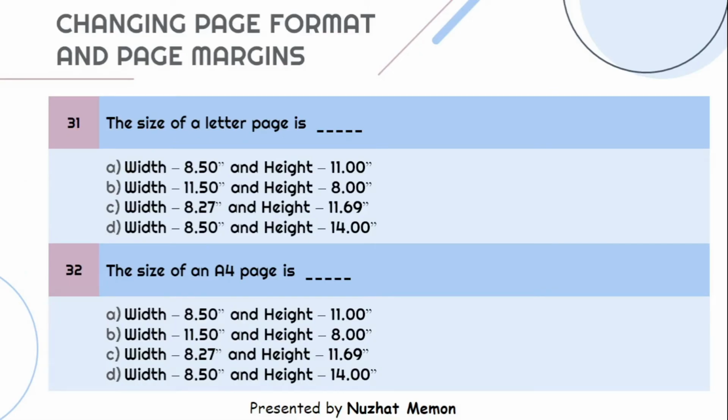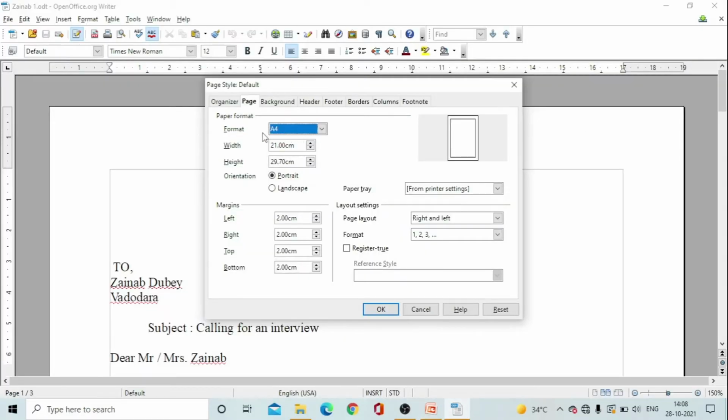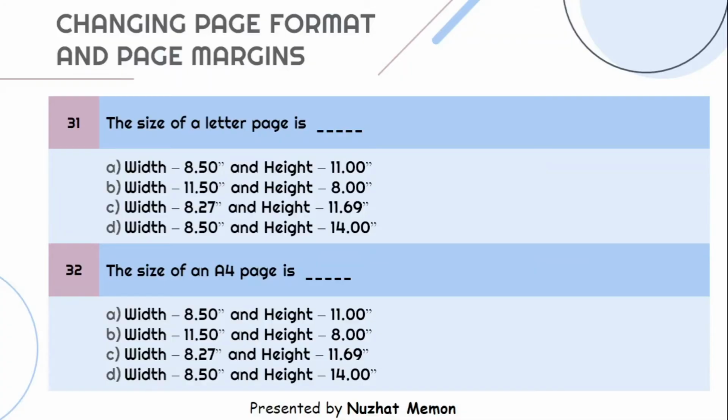The size of a letter page is dash. The size of a letter page is width 8.50 and height 11.00. And the size of an A4 page is width 8.27 and height 11.69. Here it is in inches, but it is in centimeters. As you can see, A4 is 21 and 29.70 centimeters. This is in centimeters, and in the textbook it is given in inches.